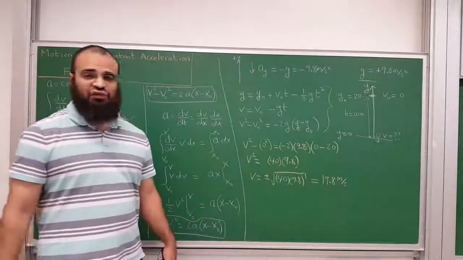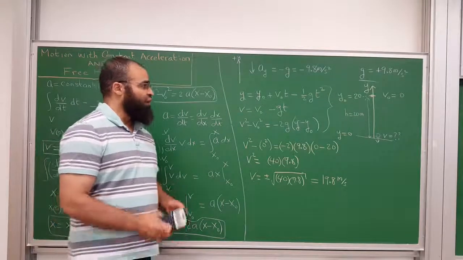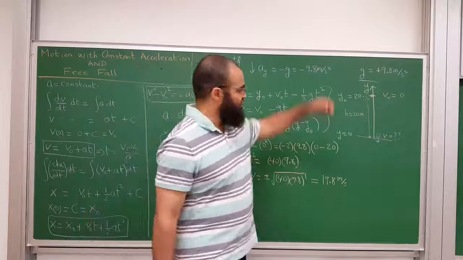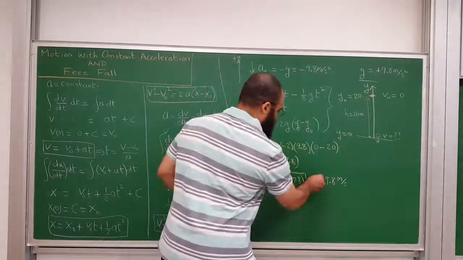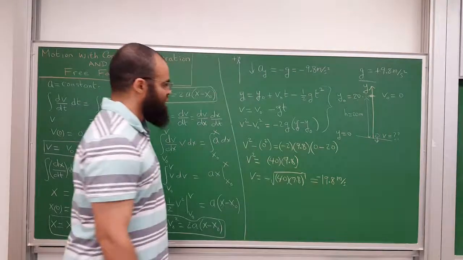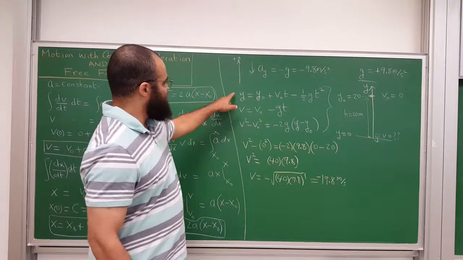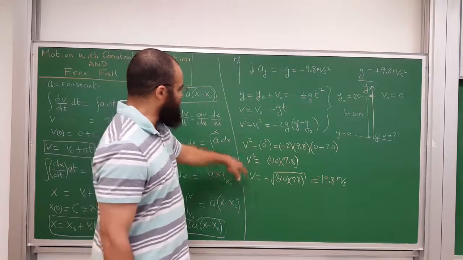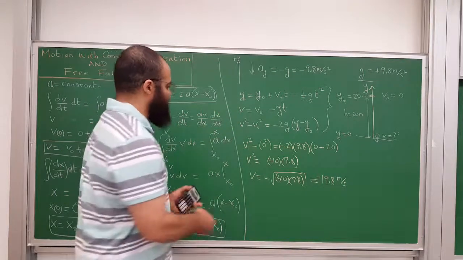It says plus or minus. Which one should we take? Should we take the positive or the negative? Well, in what direction is it moving? As it falls, it's heading downward, so we have to choose the negative because it's going downward. So that's negative. If you were asked about the time, you can use this equation. If you know v final already, you can use this equation to find the time.